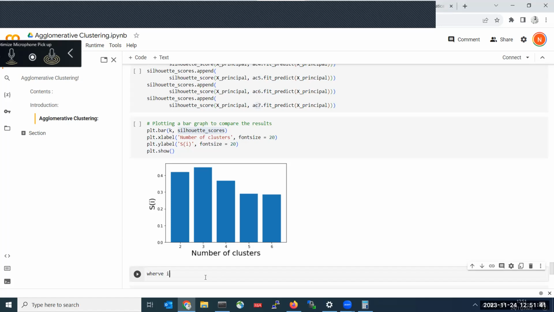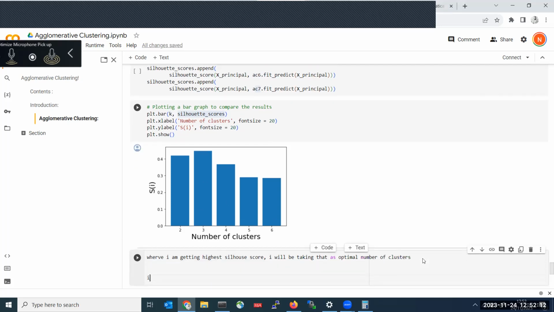So wherever I am getting the highest Silhouette score, I will be taking that as the optimal number of clusters. So that means I need to divide my data, that is, I need to segment my data into 3 clusters.